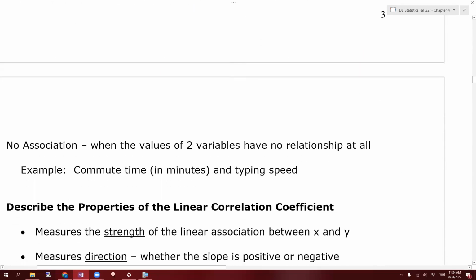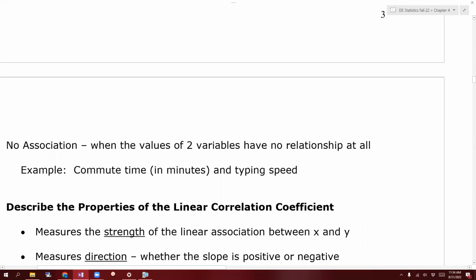And then about that last graph, you can have things that have no association. So they're not related to each other in any way. And when that happens, that's when you see that kind of horizontal band of points. An example of that would be how long it takes you to get to school and how fast you can type. Those two things have nothing to do with each other. It could take you 1 minute or 1 hour to get to school. It does not affect your typing speed. There's no correlation between how close you live to school or how long it takes you to get there and how fast you can type.